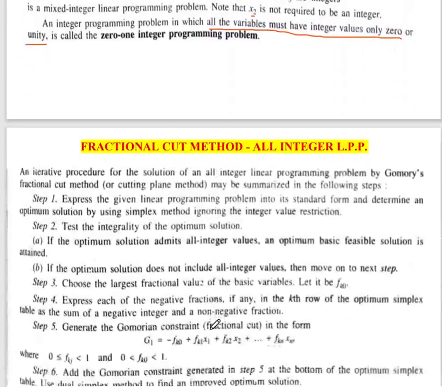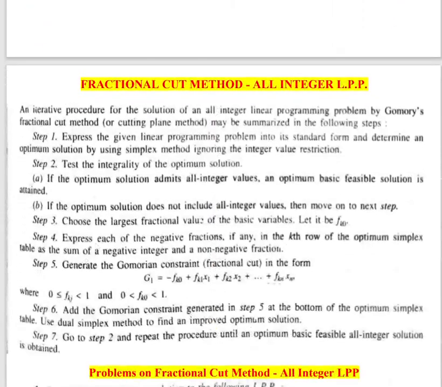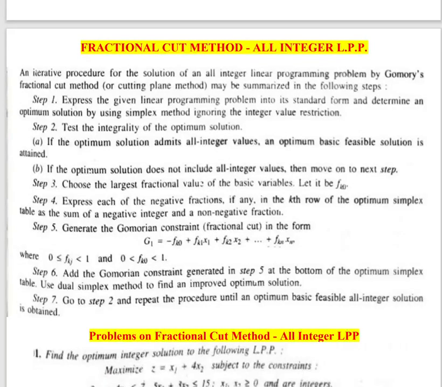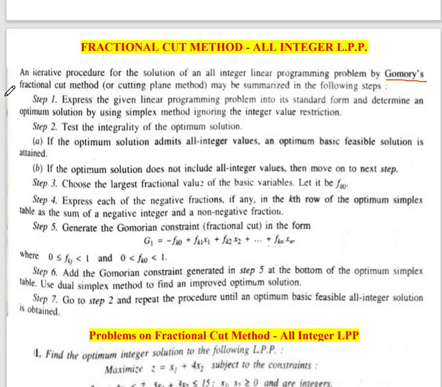Now we will see some problems on an integer programming problem, a pure integer programming problem, or it is called an all integer programming problem. So there are some methods. The first method is the fractional cut method, which is given by Gomory. It is also called the Gomory fractional cut method or cutting plane method.